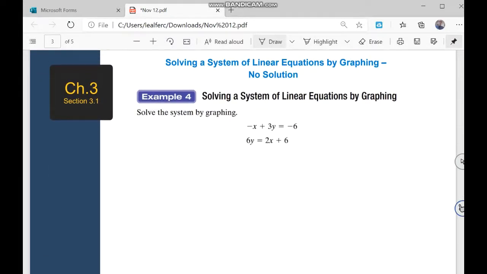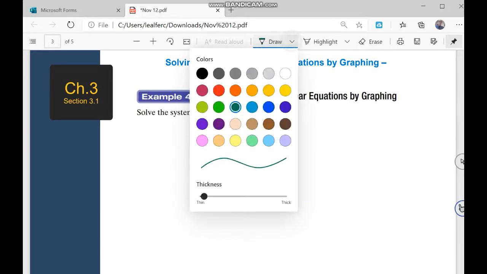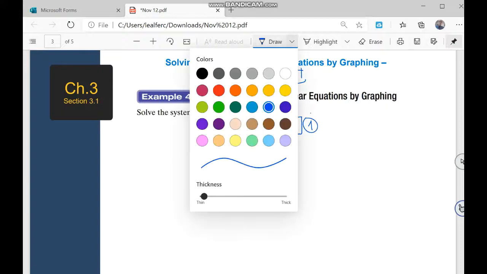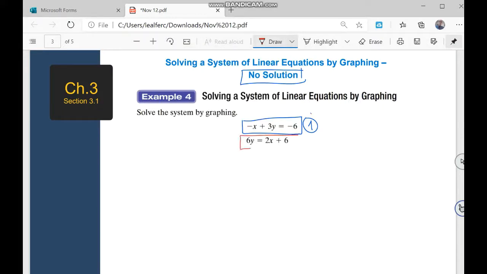We have a system of equations, and today we will check a system that has no solution. We're going to find parallel lines. We don't know it yet. We have to calculate, we have to find out. So we have this system. We don't know yet the solution. Equation number 1, equation number 2.